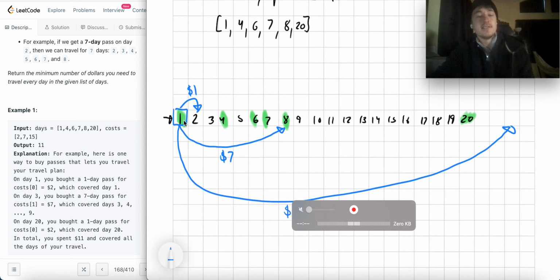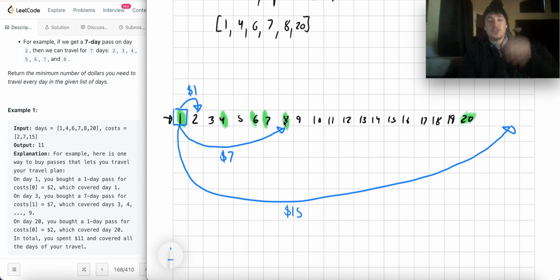So if I was to decide to take a 30-day pass here, and spend $15, then I'm done. I don't need to consider the rest of the days because I'm not going to encounter them again, right? If I buy a 7-day pass, then I don't need to consider day 4, day 6, or day 7 anymore because I'm going to be covered for those days. But when I encounter day 8, I'm going to have to make that decision again because now it's day 8 and I've just used my 7-day pass. So now I need to make that decision again.